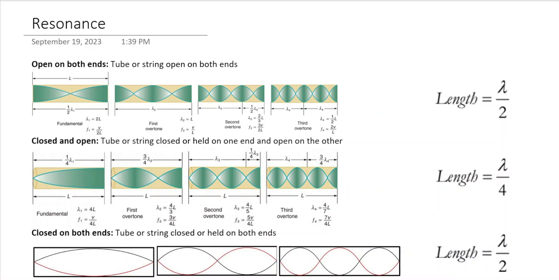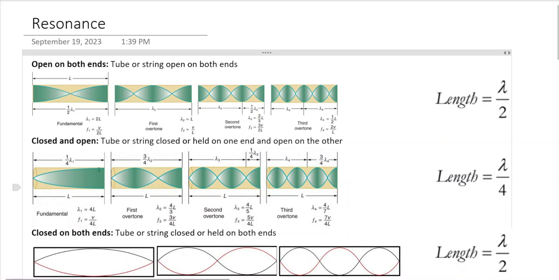So this video is all about resonance in terms of Physics 20. We're going to talk about three different types of tubes, which works for a string, works for waves in a pool, works for all sorts of different things. So let's just talk about different types of resonance.